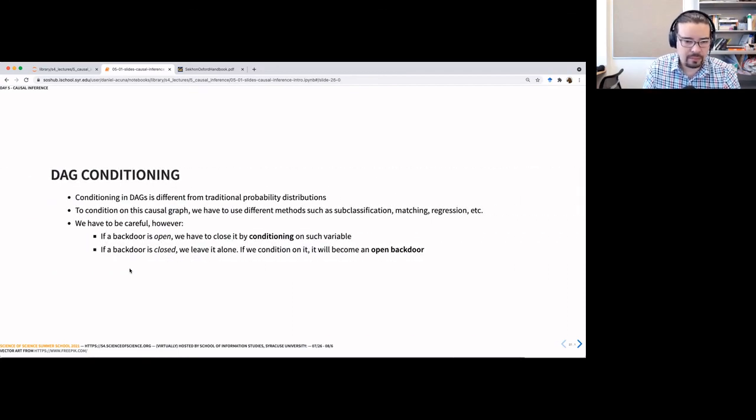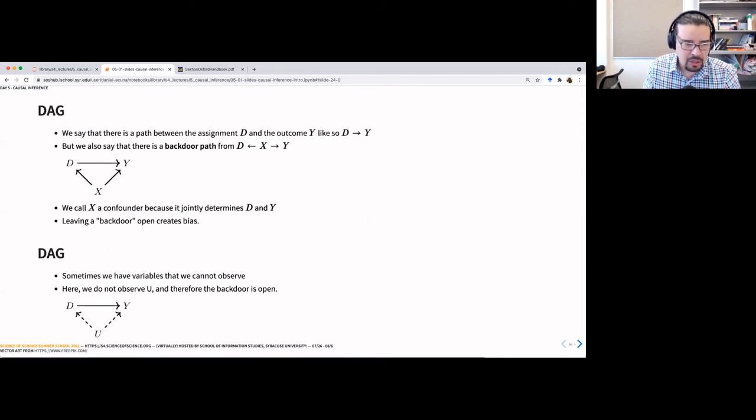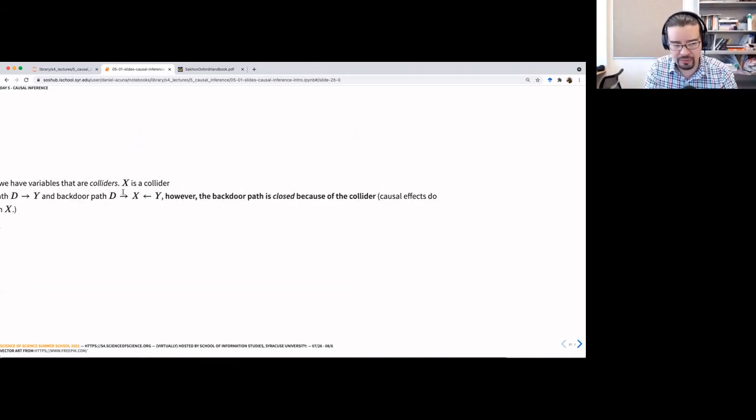Now, there are two problems here. If you have an open backdoor, you have to close it by conditioning on it. Let me go back. This is an open backdoor because we have influence from D to Y indirectly through X, and we have to close it. That means we have to condition on it, not in a statistical sense, but in a causal inference sense. I will show you one way of doing that later. Then we can do causal inference.